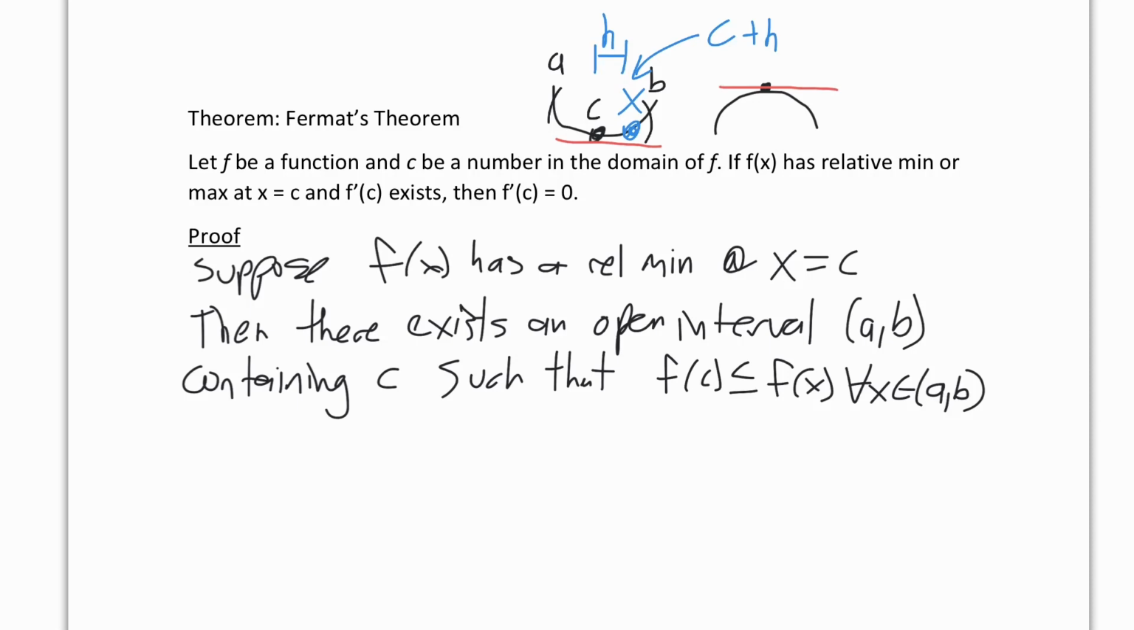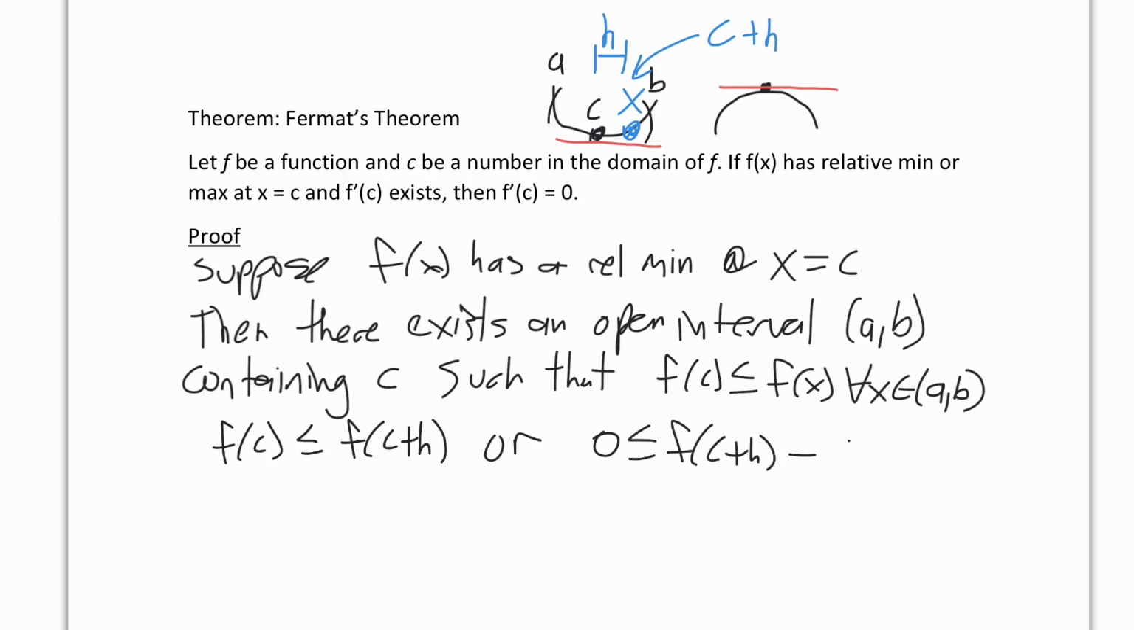We could say f of c is less than or equal to, instead of f of x, f of c plus h. Again, this is the same thing as x, but we've labeled x in terms of its relationship to c. x is h away from c, so it's c plus h. And then another way to write this inequality, if we move f of c to the right-hand side, is 0 is less than or equal to f of c plus h minus f of c.